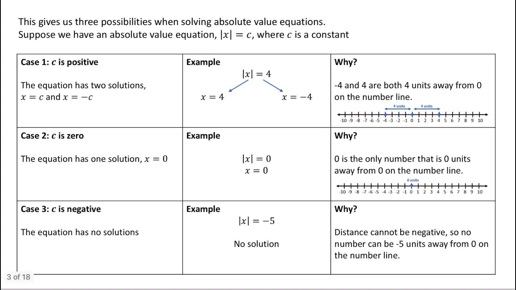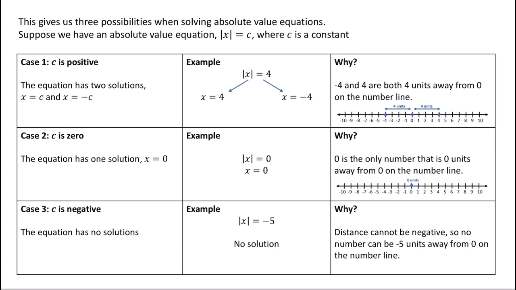Say we have an absolute value equation like the absolute value of x is equal to c, where c is a constant. We're going to have 3 different cases depending on the value of c. If c is a positive number, we're actually going to have 2 cases. Because if you think about it, the absolute value of x equals 4 is saying, what are all the numbers that are 4 units away from 0 on the number line? Well, we actually have 2 possibilities because both 4 and negative 4 are 4 units from 0.